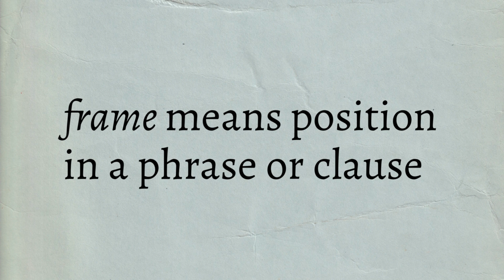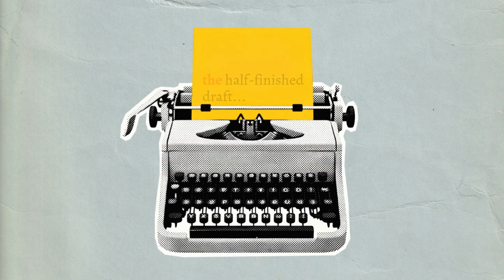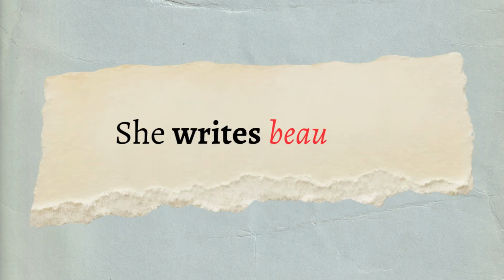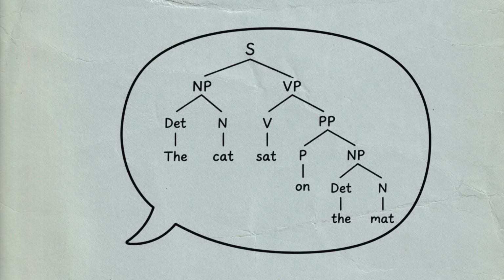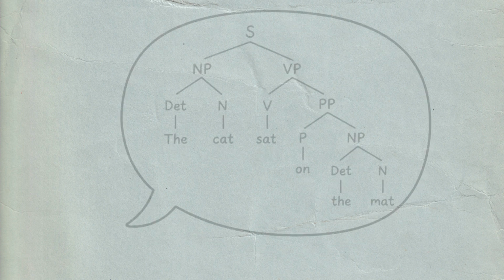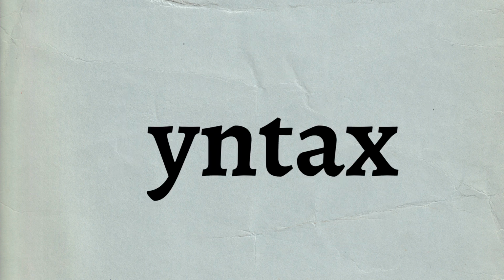Frame means the position a word can fill in a phrase or clause. For example, a determiner, like the definite article the, always sits before a noun at the start of a noun phrase. The puppy, the half-finished draft. An adverb can sit on either side of a verb. She writes beautifully. They desperately tried to finish their draft. These positions in a phrase or sentence are otherwise called syntax.